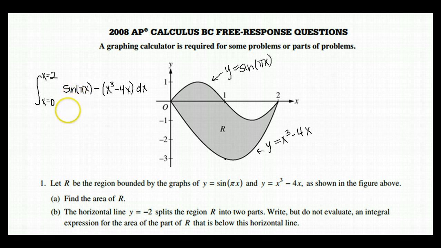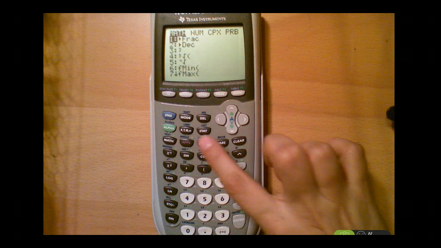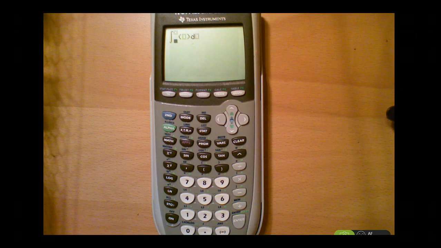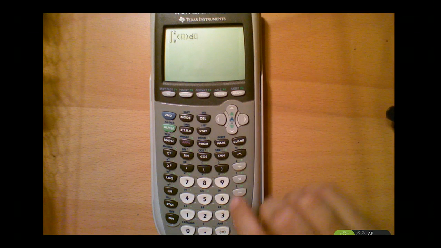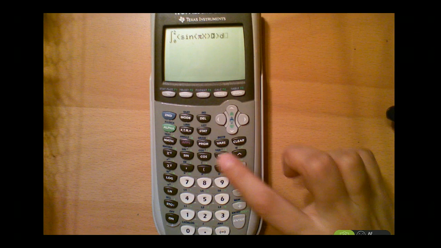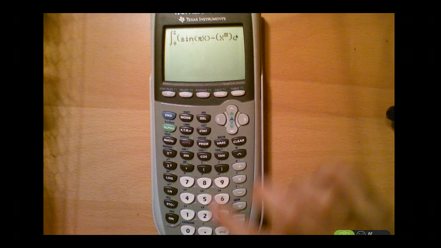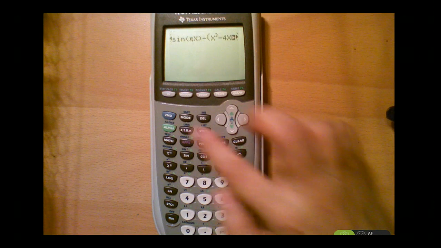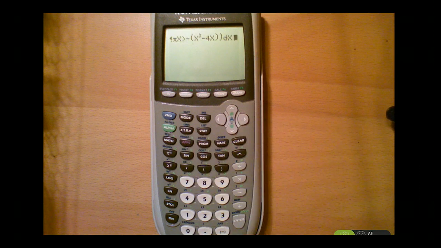So let's go ahead and actually try to use our graphing calculator to get the exact answer here. So some practice with the graphing calculator. Alright, so let's go ahead and try to evaluate this here. So we're going to go to Math 9 for integration, and our limits of integration were 0 and 2, and our integrand was sine of pi x minus, and here we'd want to use parentheses because our function was x cubed minus 4x. And then our differential was dx. So if we go ahead and solve this, we get exactly 4 out as our answer.